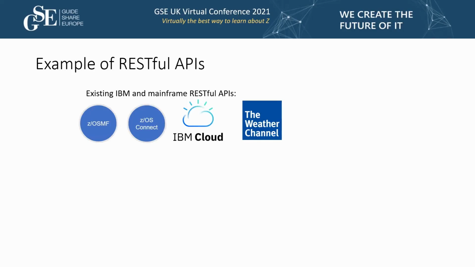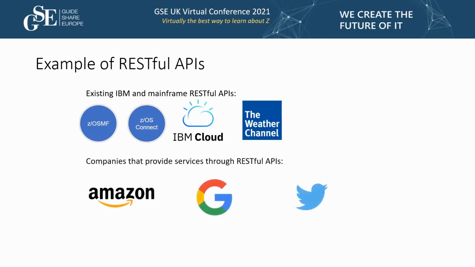As we just saw, REST is largely used, and IBM, as well as many other companies, are basing their APIs on this standard. As examples of REST APIs provided by IBM, we can name z/OSMF, which provides a few REST services, z/OS Connect, IBM Cloud, or even the Weather Channel, which provides weather data through REST APIs. IBM is not the only company using REST APIs. Of course, many others rely on it, such as Amazon with AWS, Google, or Twitter.